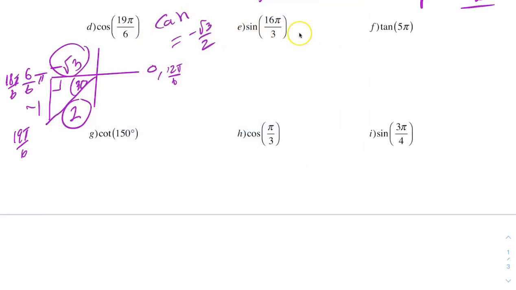Next one, sine of 16 pi over 3. Here's 0, here's pi. 3 over 3. We're gonna go a long way in this one. So 3, 6, 9, 12, 15. A little bit past that, 16. So like last time, we're in quadrant 3.